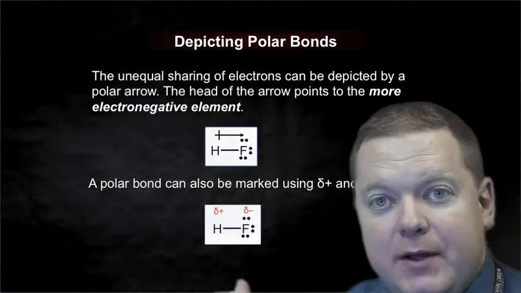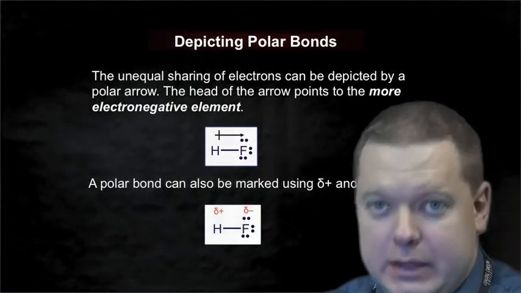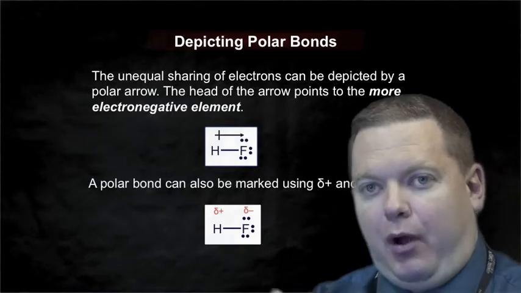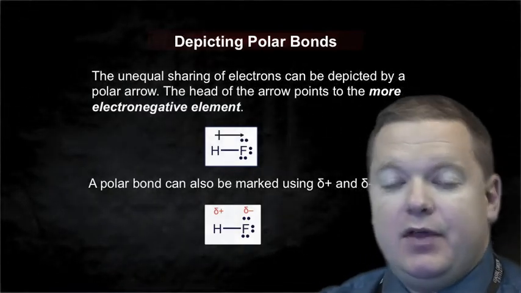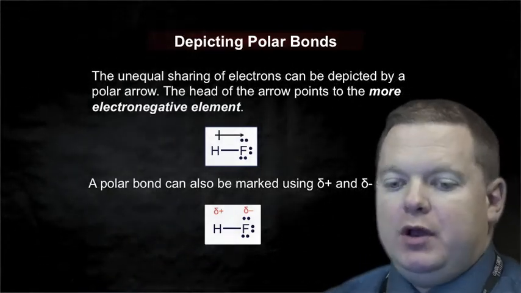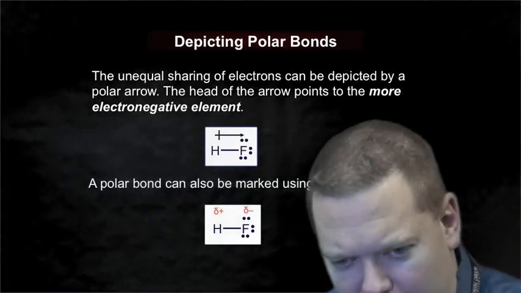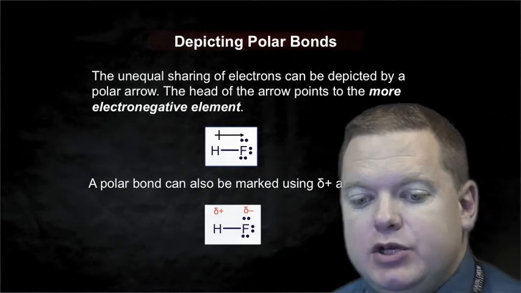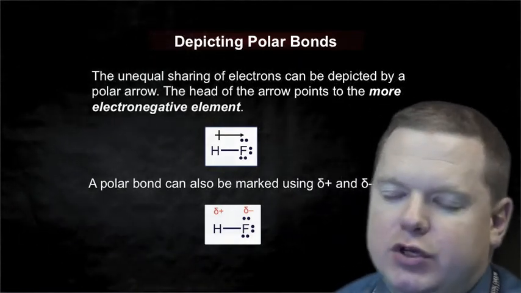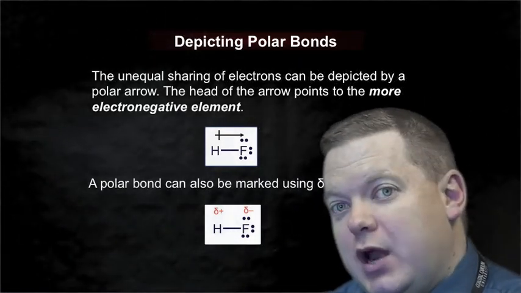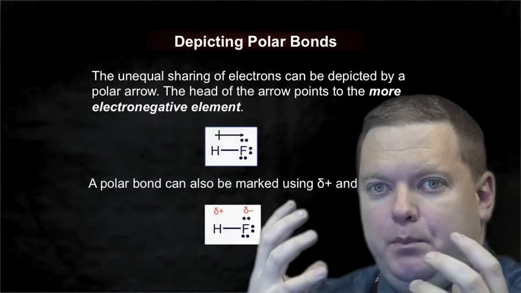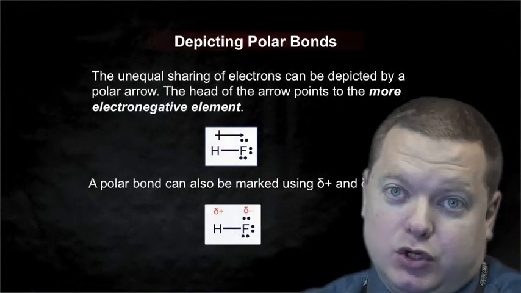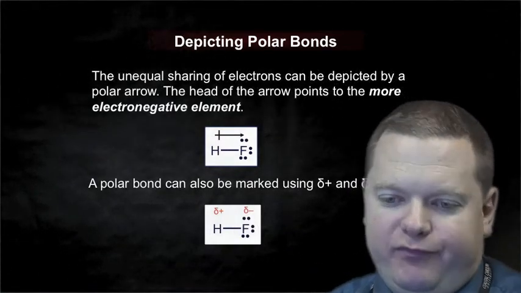So we can depict this polar bond in that way, where half of the bond is more negative, the other half is more positive. We can also use this sigma for a small change, where we have a partial positive charge on the hydrogen versus a partial negative charge on the fluorine. Remember, in this case, we're sharing electrons, so we don't have that full plus or minus. It's only a partial. It's some fraction of a full charge.